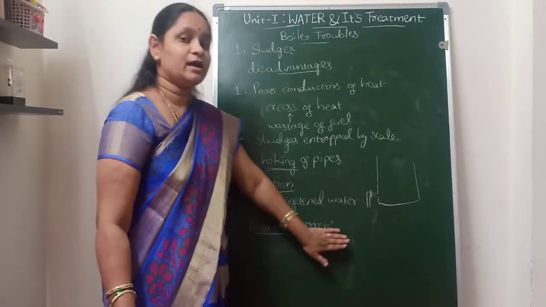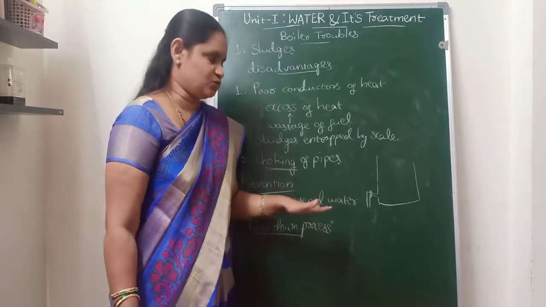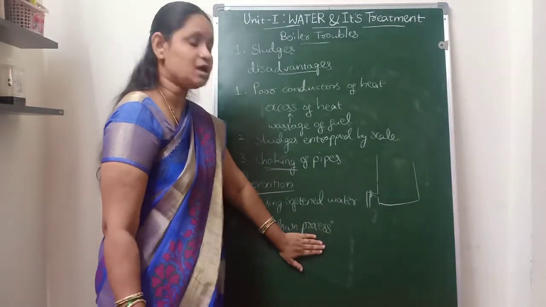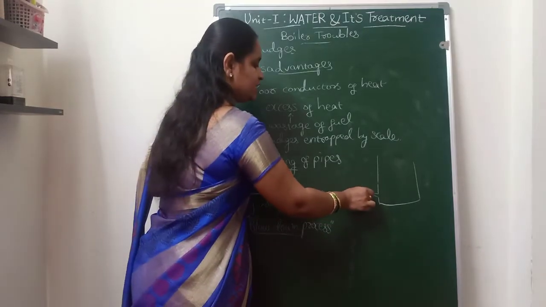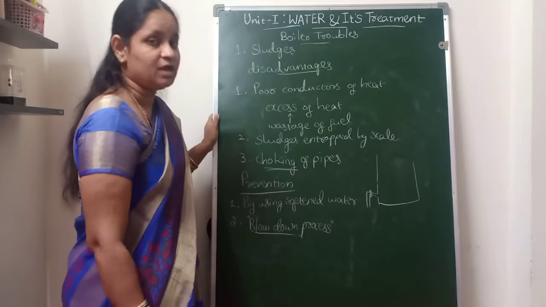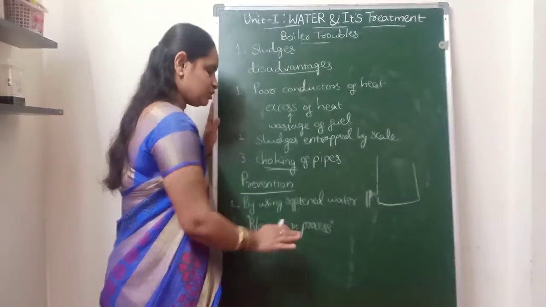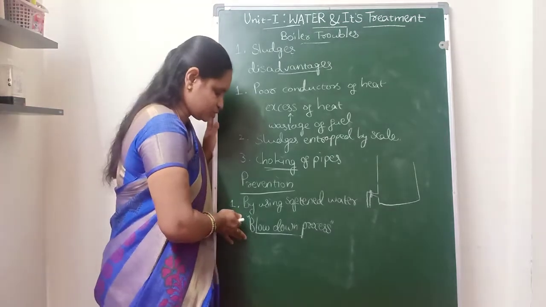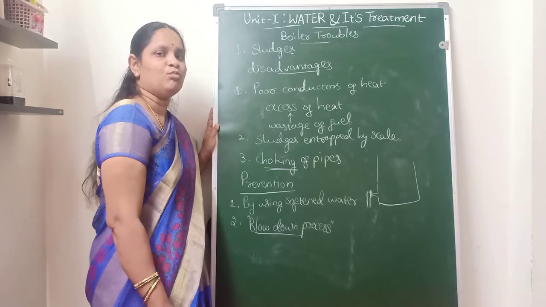It is a replacement of concentrated water with fresh water. That process is known as the blow down process. All the boilers will have the special blow down tap at the bottom of the boiler tube. So this is an important process to prevent the sludge formation in the boilers.